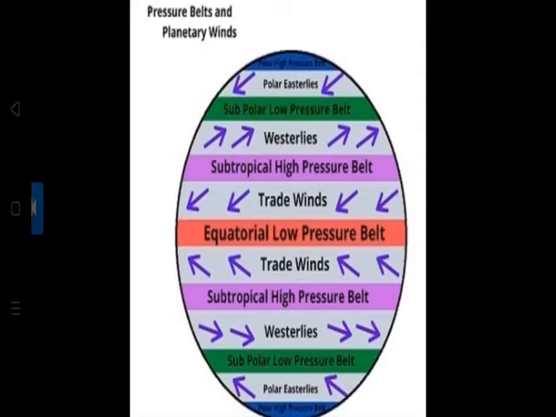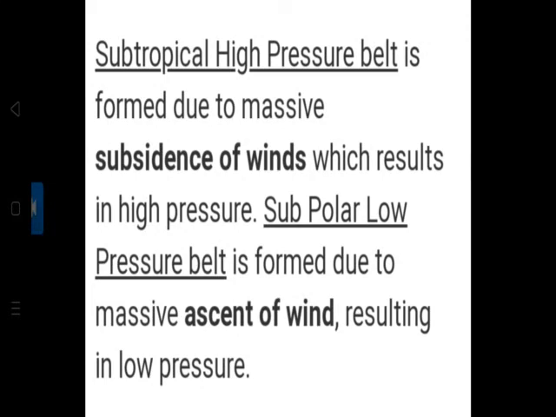Doldrums, as it is called, the zone of calm, due to virtual absence of surface winds. These are the regions of convergence because the winds flowing from subtropical high pressure belts converge here. This belt is also known as the intertropical convergence zone. I repeat, the equatorial low pressure belt is also known as the intertropical convergence zone.